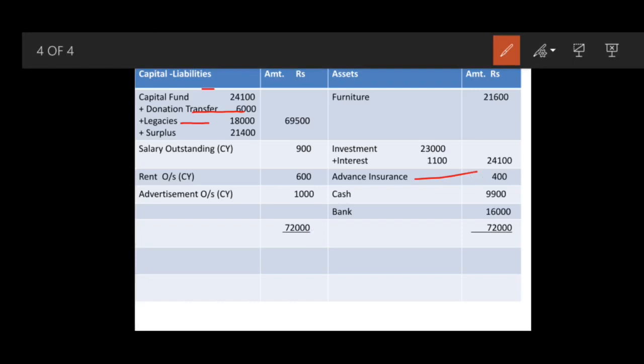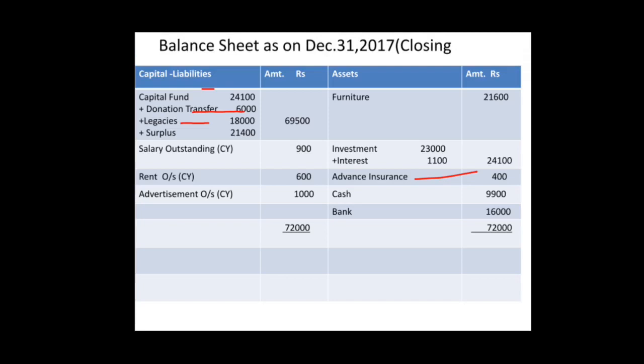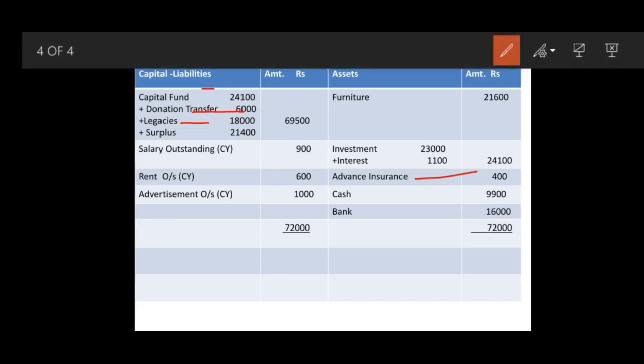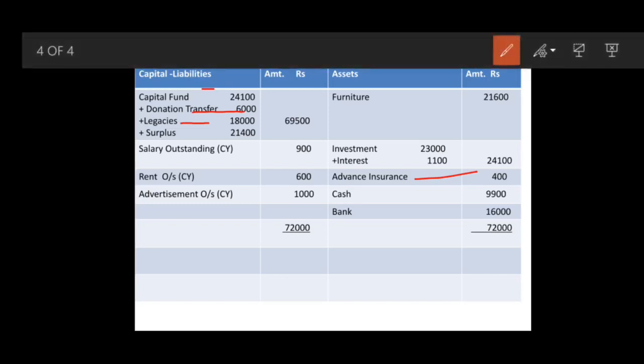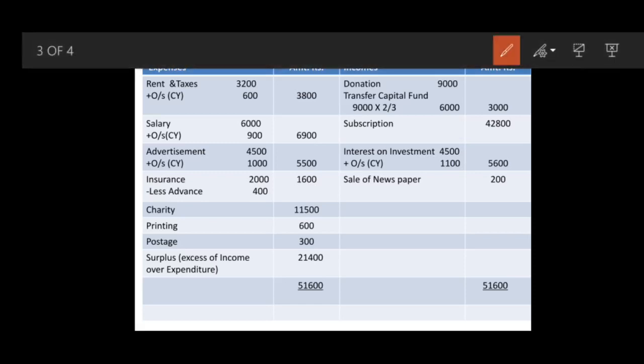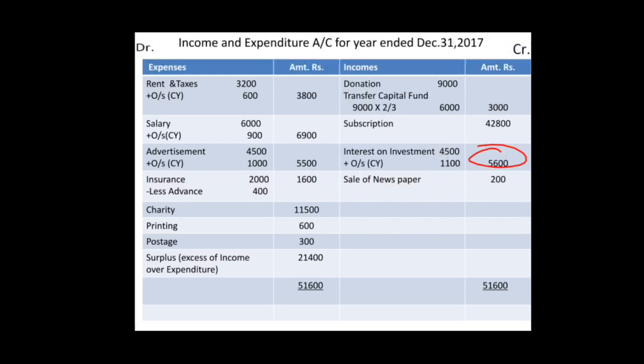Then comes your next, after insurance premium, interest on investment 1,100. Accrued, was not received, means what? Yet to be received. So it is an asset itself. So in the closing balance sheet, interest on investment already written plus interest 1,100 you have to add. And another effect, come to your income and expenditure, interest on investment 4,500 is already mentioned, plus outstanding current year 1,100. So outer column gives you rupees 5,600.